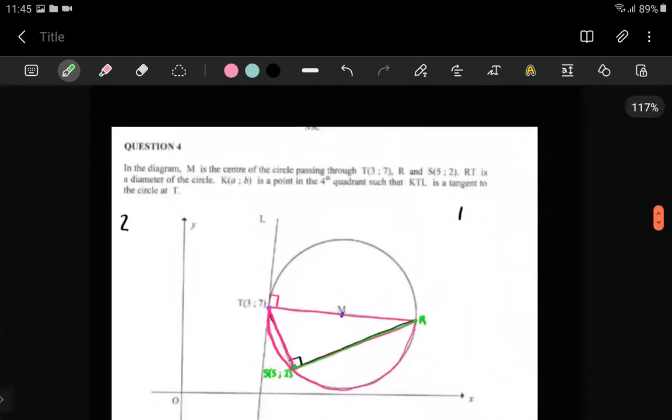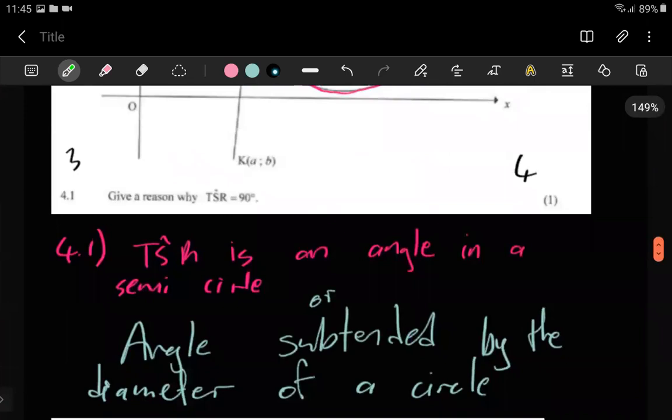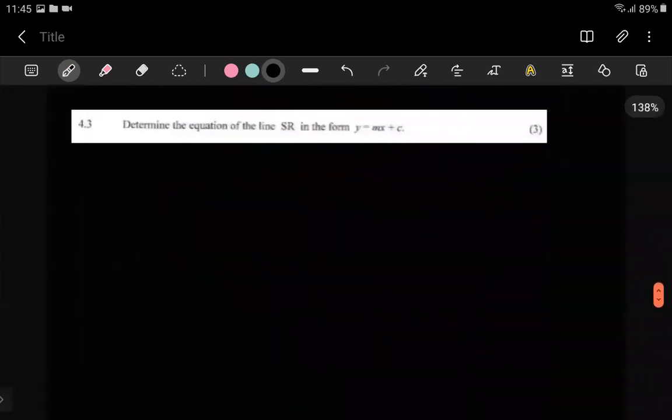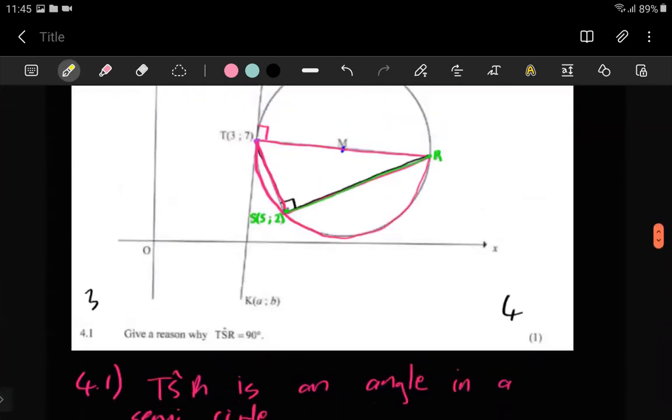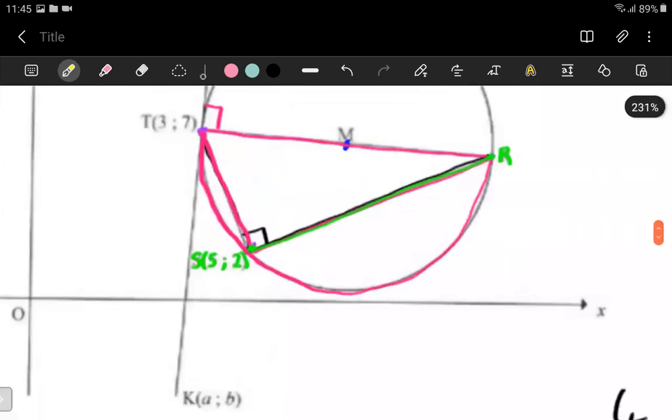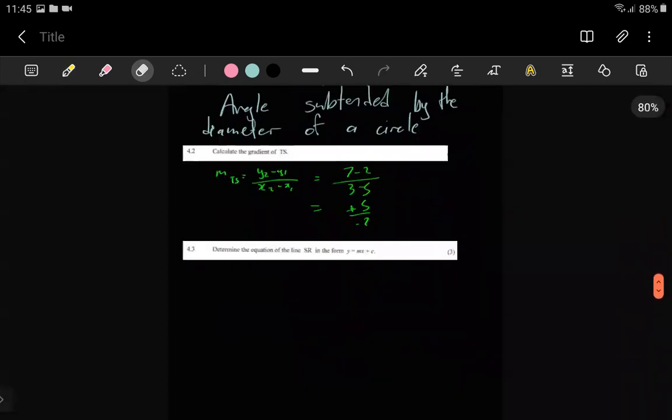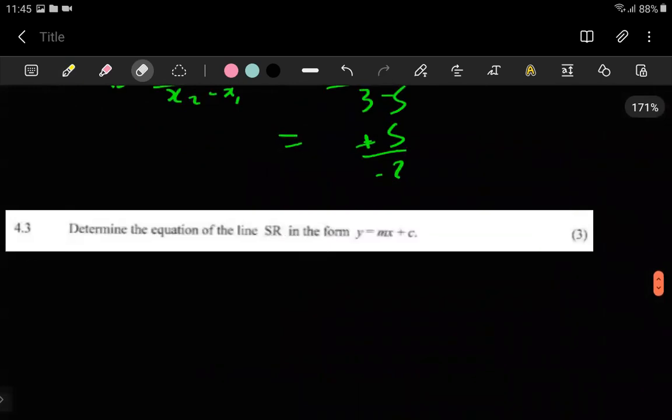Don't worry, madam. We'll find something for you. It says here the next question is out of 3. They want us to get the equation of SR. So you see SR, what can we do to get the equation of SR? Because remember, we just need a gradient and a y-intercept.